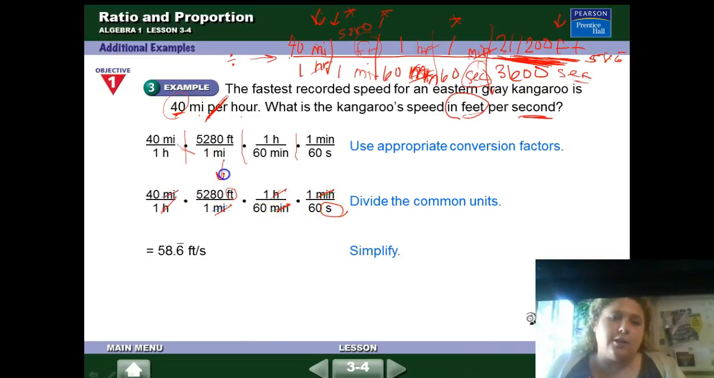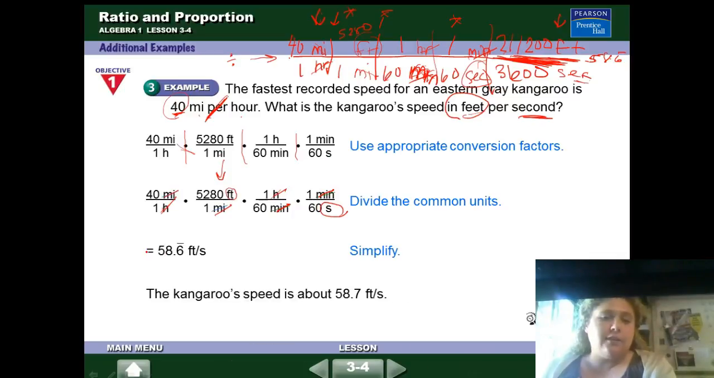This is a conversion that you're going to need to know quite a bit, that we actually do a lot in this section. So multiply them across, and then divide when you finish, and you get 58.6. So the kangaroo speed is about 58.7 feet per second.